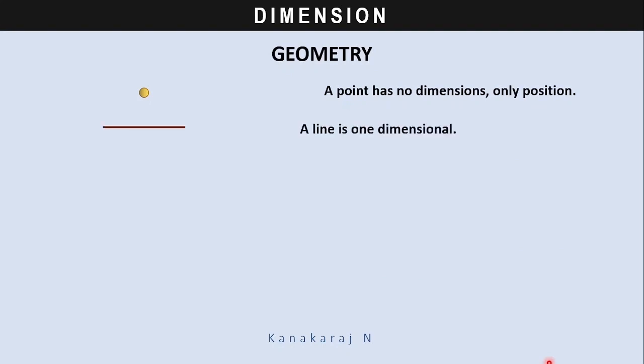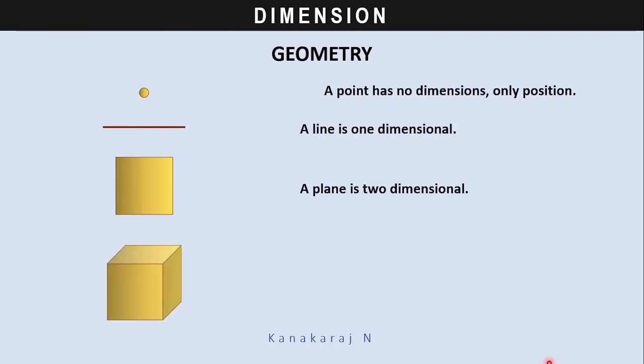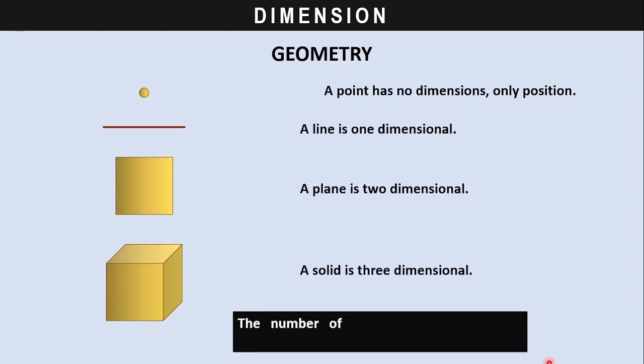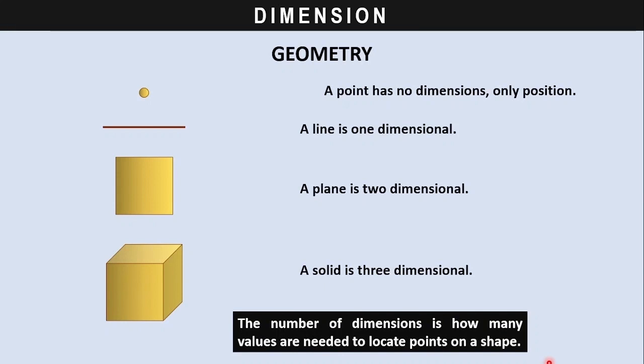Geometry. A point has no dimensions, only position. A line is one-dimensional. A plane is two-dimensional. A solid is three-dimensional. The number of dimensions is how many values are needed to locate a point on a shape.